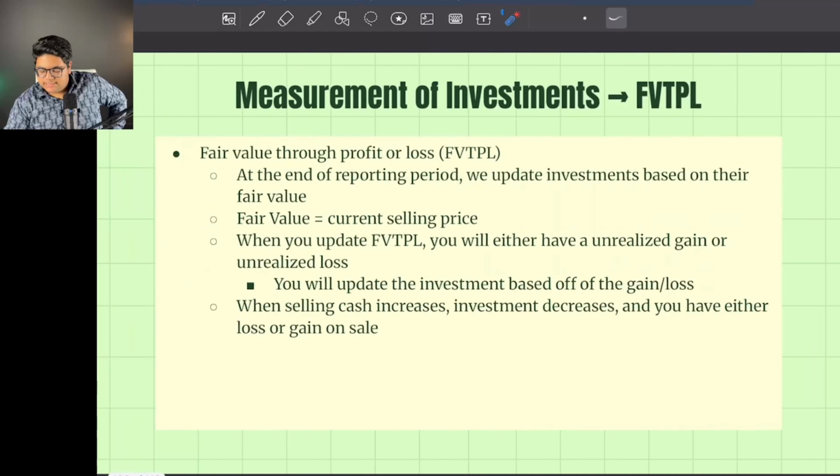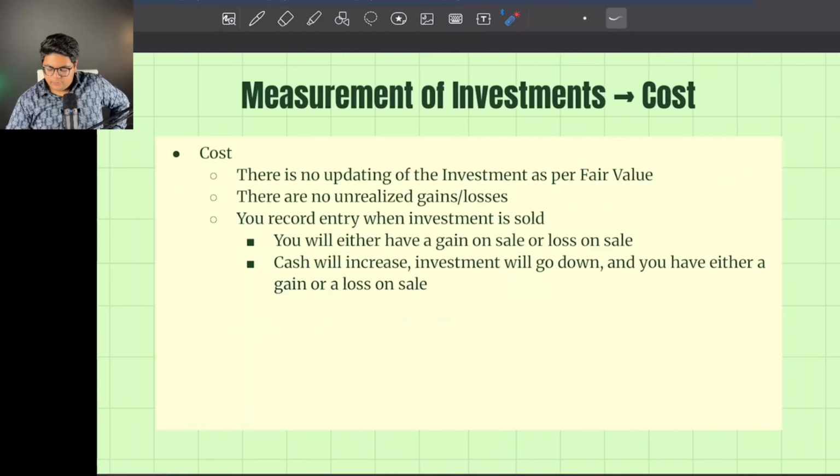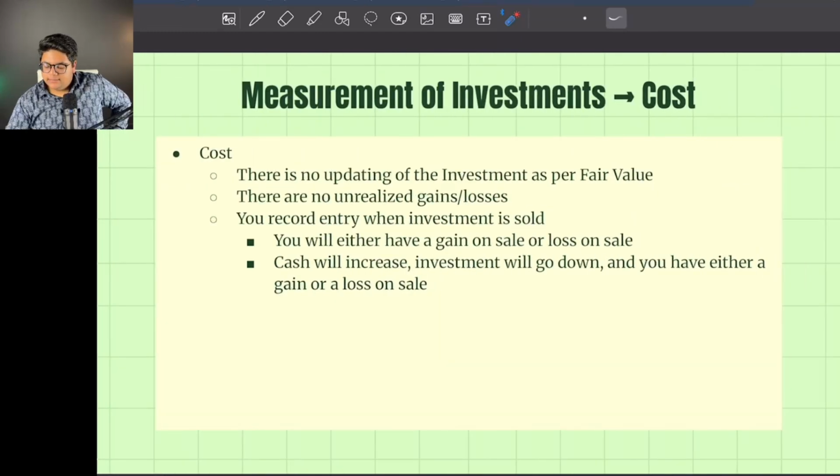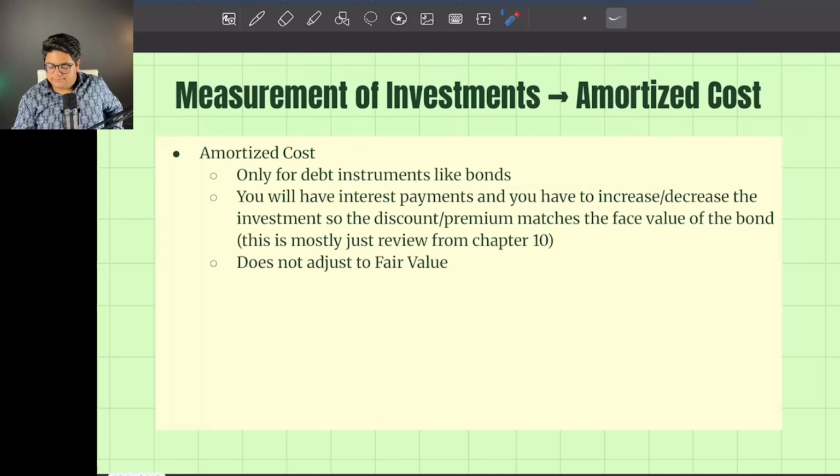For purchasing the investment, the entry is the same, but for updates, there is no update in cost. There is an update in FVTPL. There is only an entry for when the investment is sold, which will give you either a gain or a loss. No unrealized gains or losses, only real gains or losses. When you sell, your cash is going to increase, investment will go down, and you either have a real gain or loss on sale.